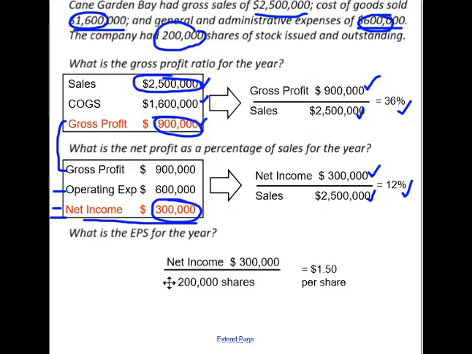So we want to remember that our earnings per share are based upon our net income. And in this case, our net income is equal to $300,000. I also know the company had 200,000 shares of stock issued and outstanding. So I take the $300,000 of net income and divide it by the 200,000 shares, and that means my earnings per share were equal to $1.50 a share.